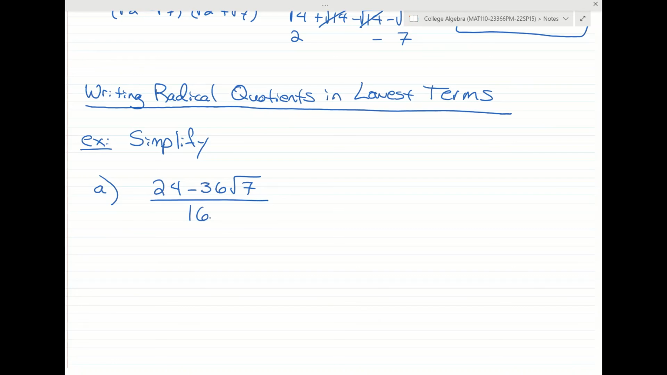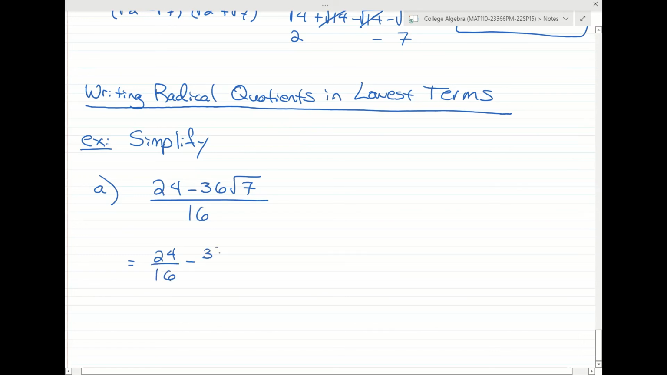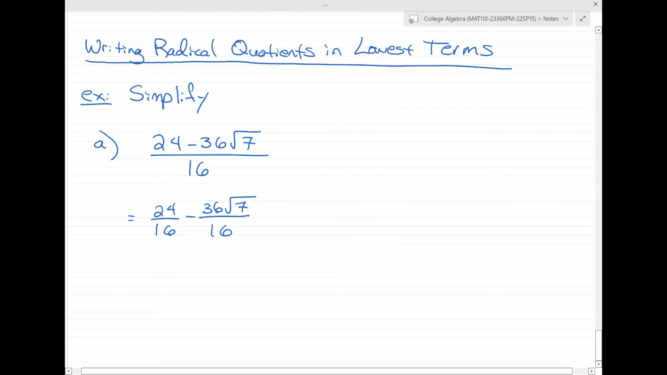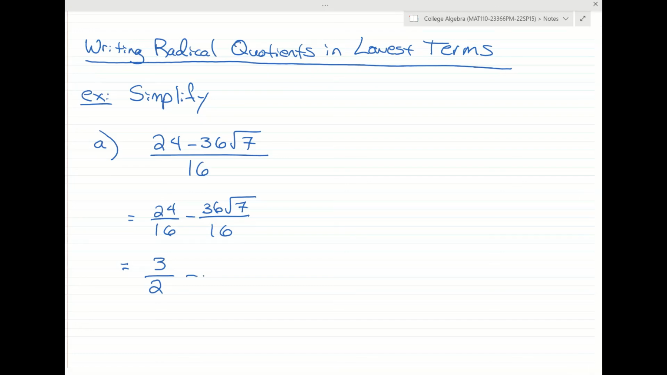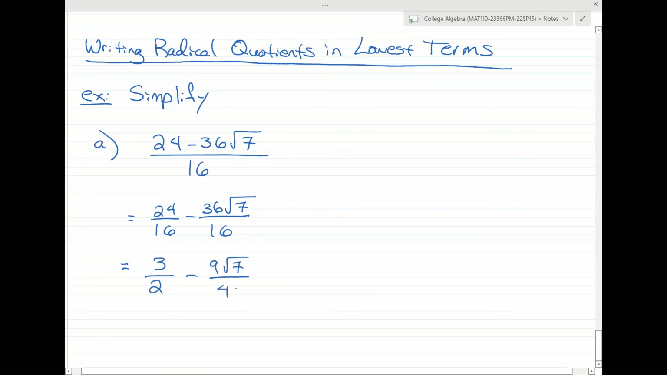Fastest way to do this is to separate the fraction. So let's say this is just 24 over 16 minus 36 root 7 over 16. Reduce it. 24 over 16 is the same thing as 3 halves. 8 goes into 24 3 times, it goes into 16 twice. Then 36 root 7 over 16: well, 4 goes into 36 9 times, 4 goes into 16 4 times. So we're just simplifying fractions, we're reducing them.